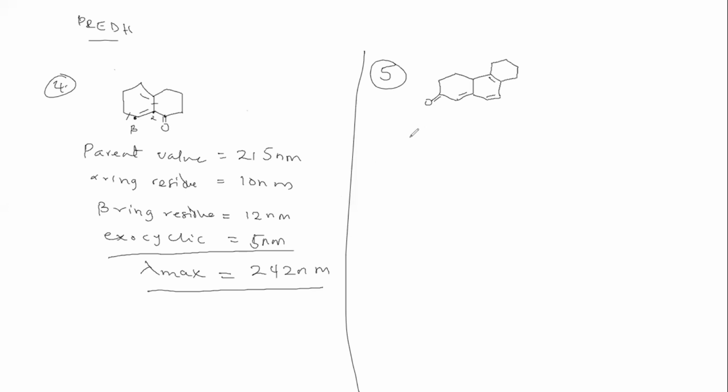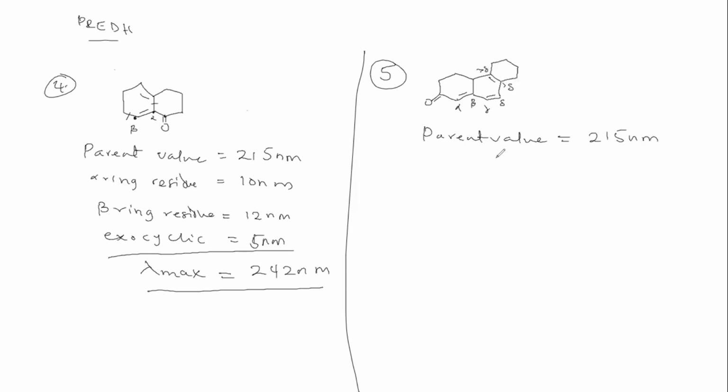So the question number 5. So what is going to be the parent value here? The parent value is going to be 215 because it's a 6-membered ring alkenone. Then of course, this is the alpha, this is the beta, this is the gamma, this is the delta, this is greater than delta, and this one greater than delta.